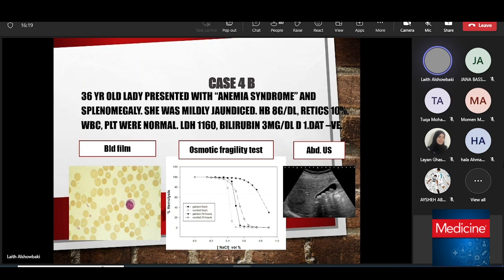Another case, a 36-year-old lady presents with anemia syndrome, like the whole package. Shortness of breath, exertional dyspnea, headache, poor concentration, fatigue, and splenomegaly. She was mildly jaundiced. Hemoglobin is 8. Retic count was 10%. Platelets normal. LDH is high, more than 1,000. Bilirubin was elevated at 3. DAT negative, which indicates the absence of an autoimmune process.